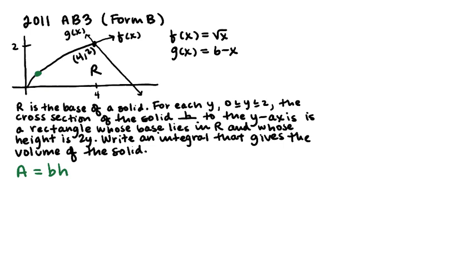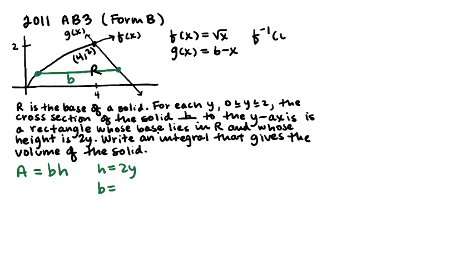Each cross section perpendicular to the y-axis is a rectangle whose base lies in R and whose height is equal to 2y. Well, I know that height equals 2y. That's one less thing to worry about. Base, I'm going to do right minus left. So it's going to be x equals, well, I don't have x equals. What I would need to do is say y equals square root x and then solve back, and I could get x equals square root y.